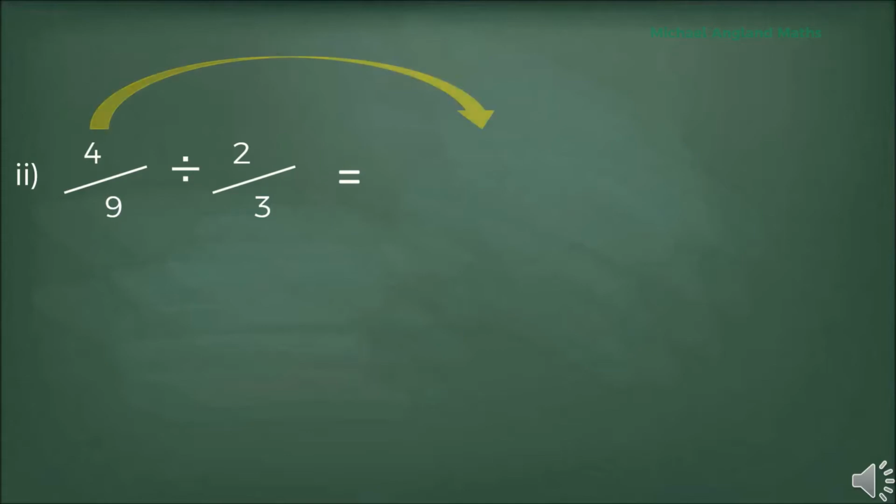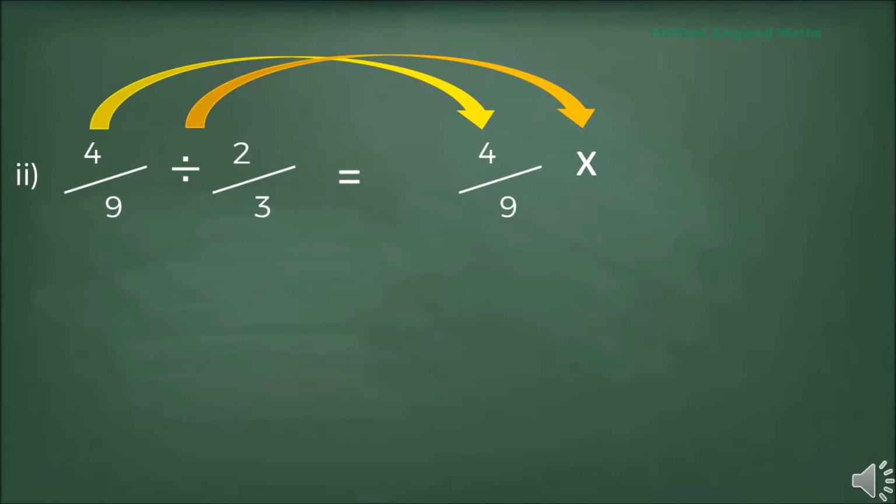Second example. Suppose we have 4 over 9 divided by 2 over 3. Well, the first thing we know we do is change the sign to times. The second thing we do is invert the second number. So 2/3 becomes 3 over 2.